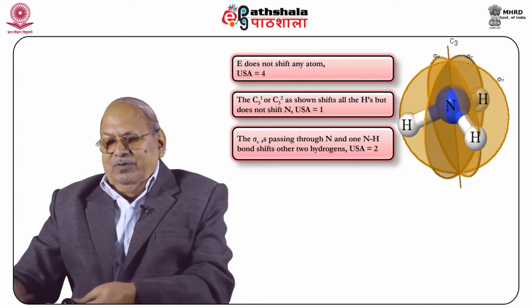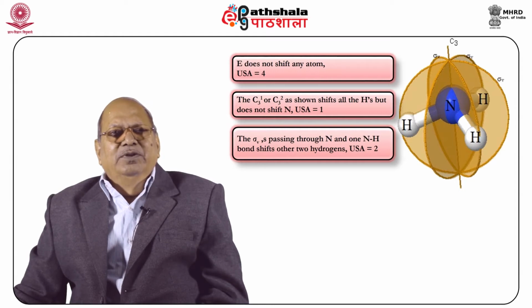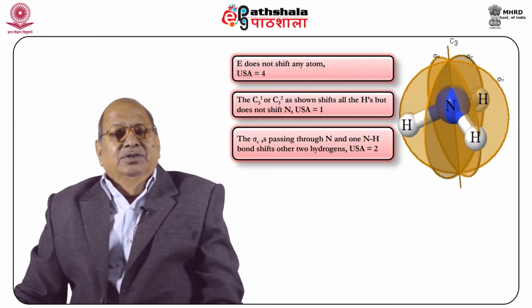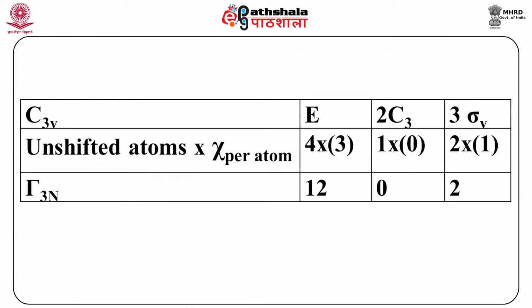So like this, by performing all the symmetry operations in this ammonia molecule, we have seen how many atoms are shifted and how many atoms are not shifted. And the results again are given in the table of the C3v point group. First row shows unshifted atoms. E, all the 4 atoms are not shifted. C3 or C3², only 1 atom, that is the nitrogen, is not shifted. 3 sigma v's, only 2 atoms are not shifted, that is nitrogen and one of the hydrogens.